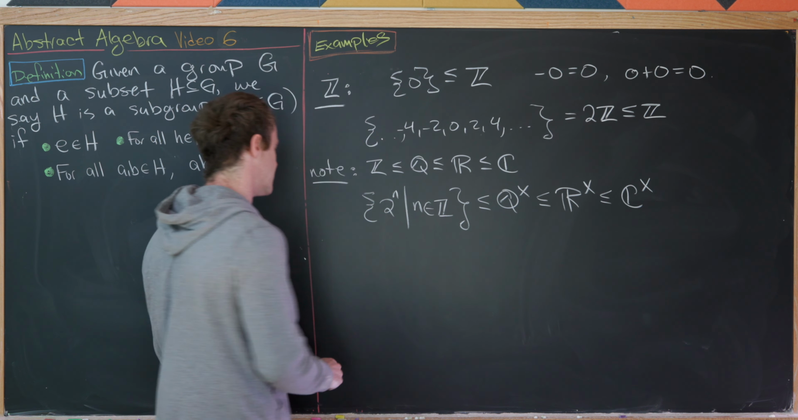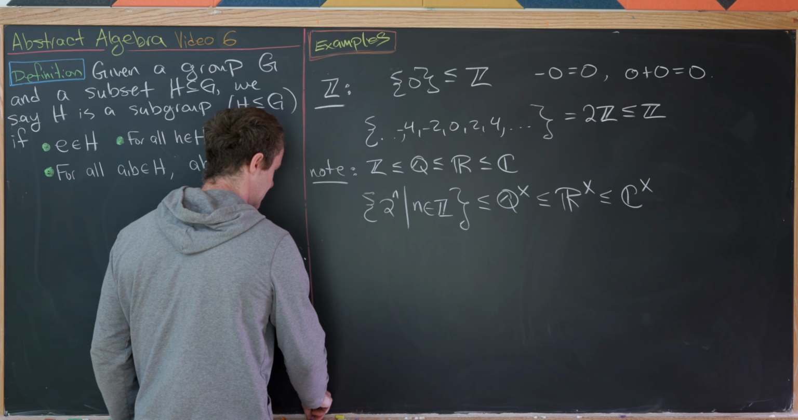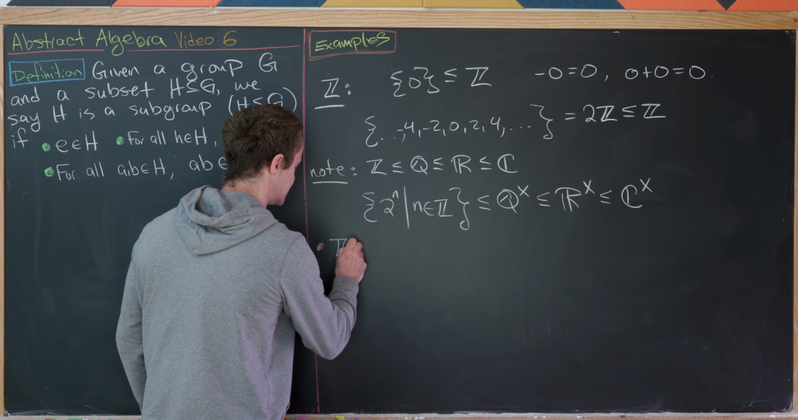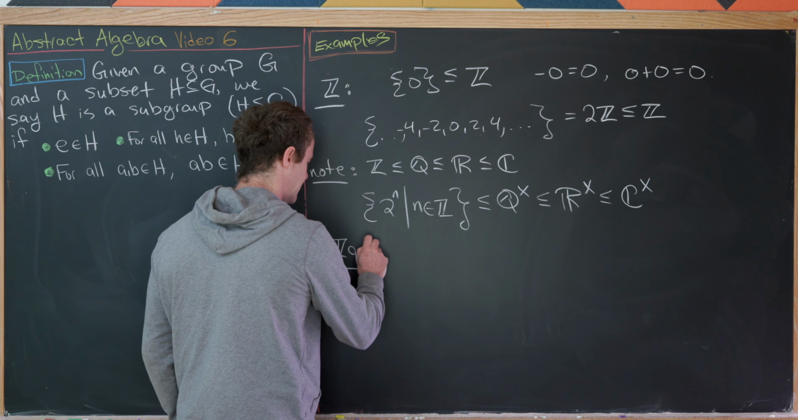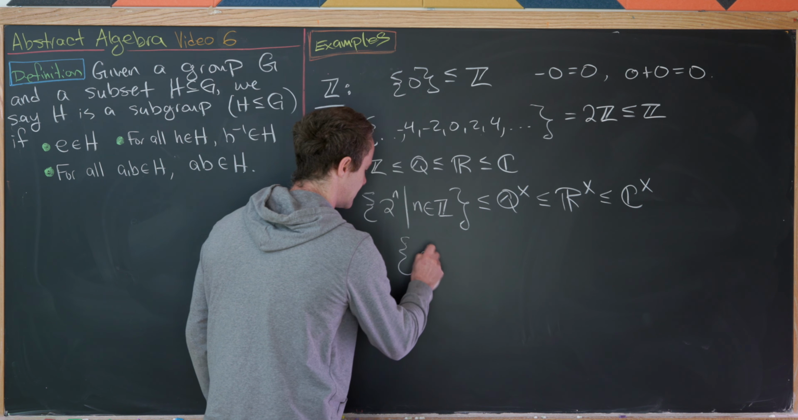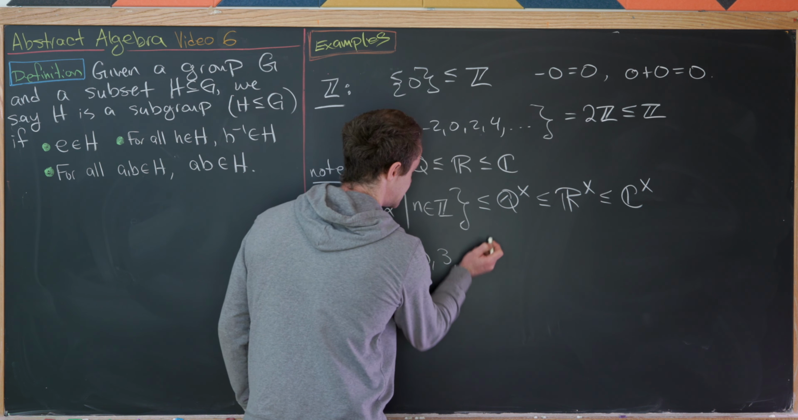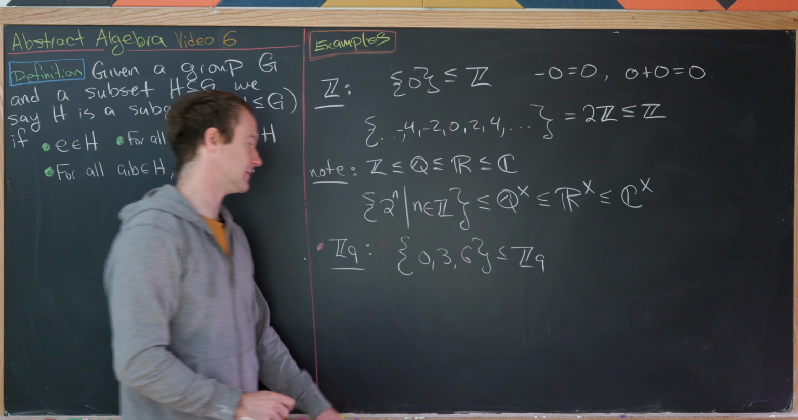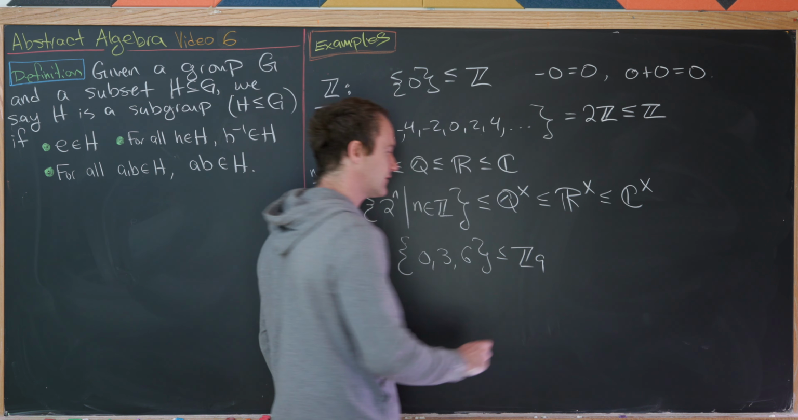Okay, well, let's look at some others. So let's maybe look at this one. So I think this is a good one. Let's say our group is Z9. And then we have a couple of different things that we can do inside of Z9. So notice that the group containing 0, 3, and 6 is a subgroup of Z9. It contains the identity. It contains all inverses.